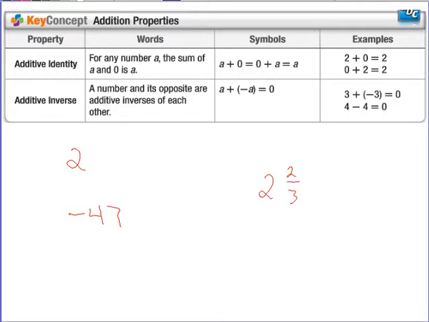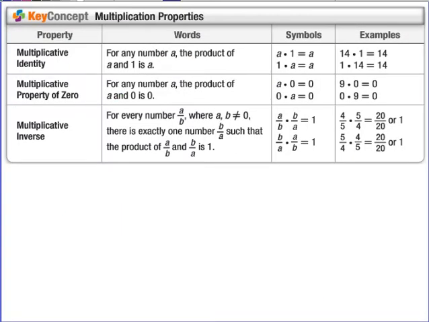Next, multiplication properties. Very similar to what we just talked about with addition. There was also an identity house that had an address, 1, and its windows looked like multiplication symbols. When you multiply by 1, you don't change the identity of the original number that you started with.